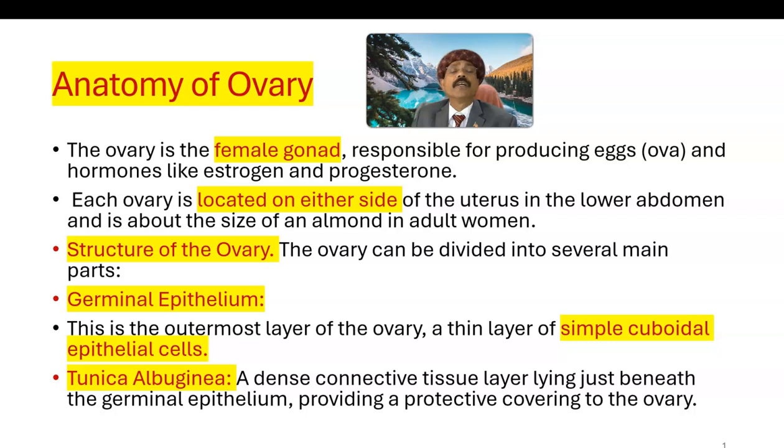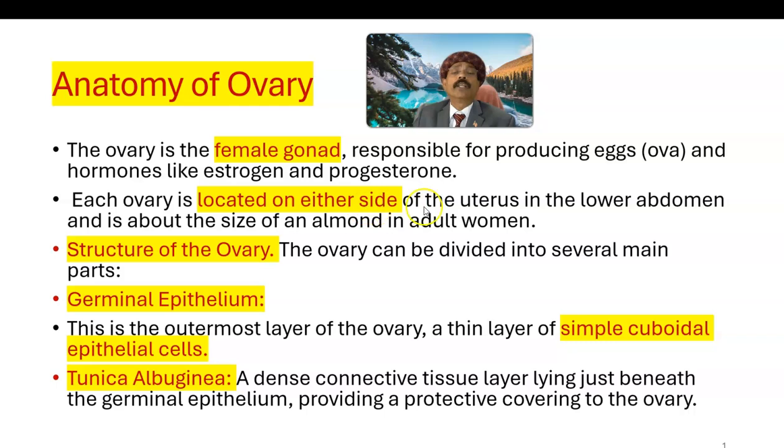Dewan S. Raja. Today I will discuss the anatomy of the ovary. The ovary is the female gonad responsible for producing eggs, that is ova, in singular it is called ovum, and hormones like estrogen and progesterone. Gonad means the organ which produces gametes, and in female, these are the gametes, eggs or ova.